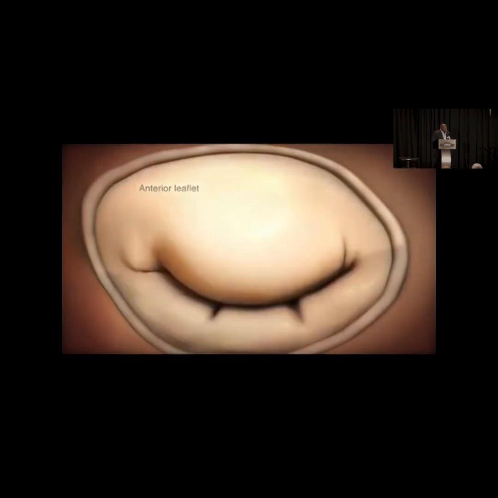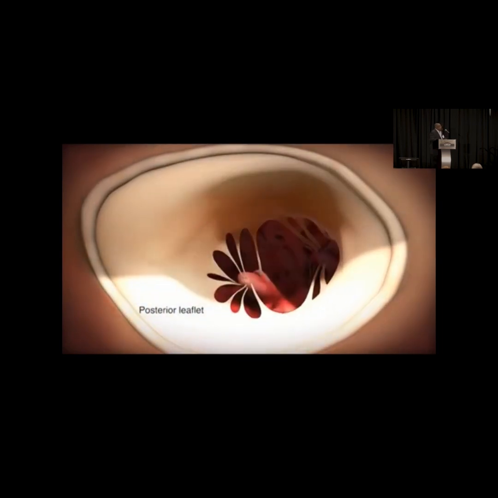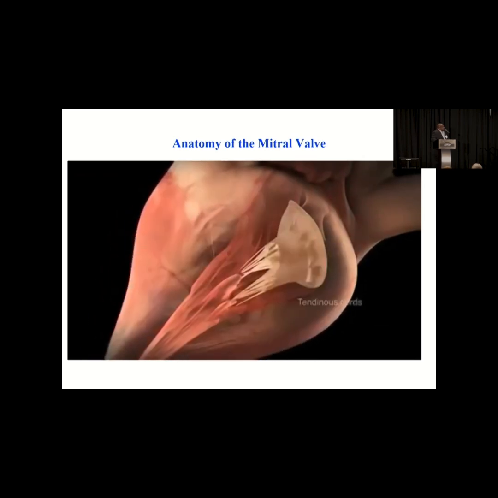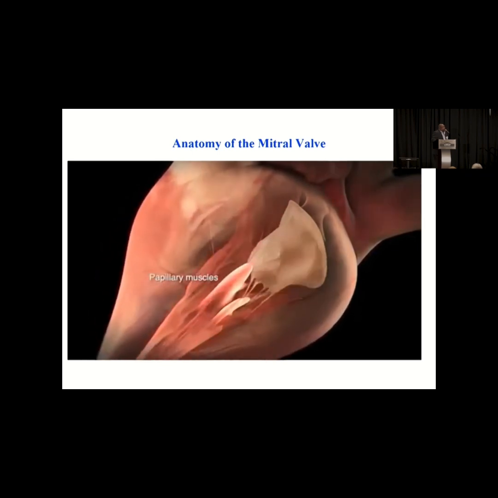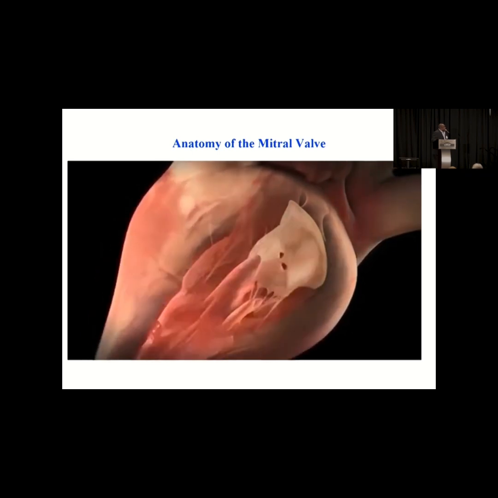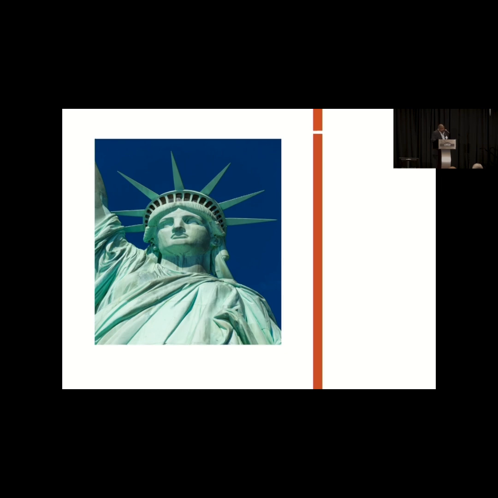I love this movie. So here are all the components of the mitral valve: the anterior leaflet, the posterior leaflet. And as you see, the leaflets are attached to the papillary muscles by the tendinous cords. And you have the left atrial wall and the left ventricular wall as well, all working in concert.